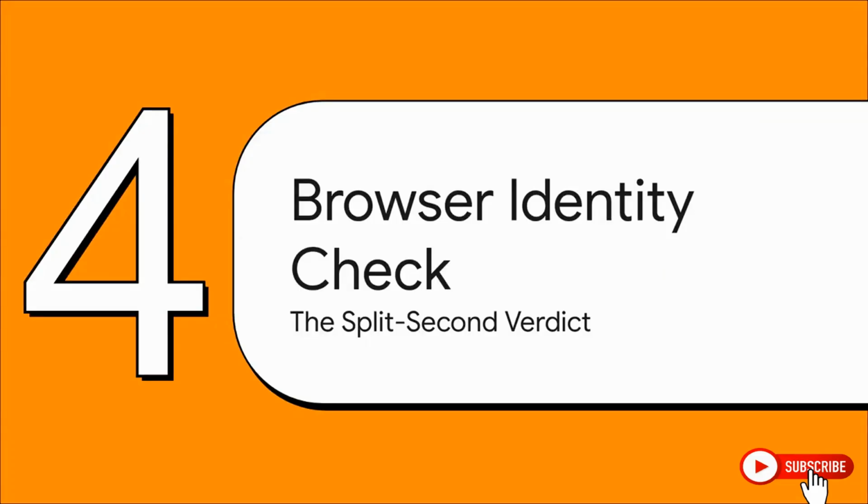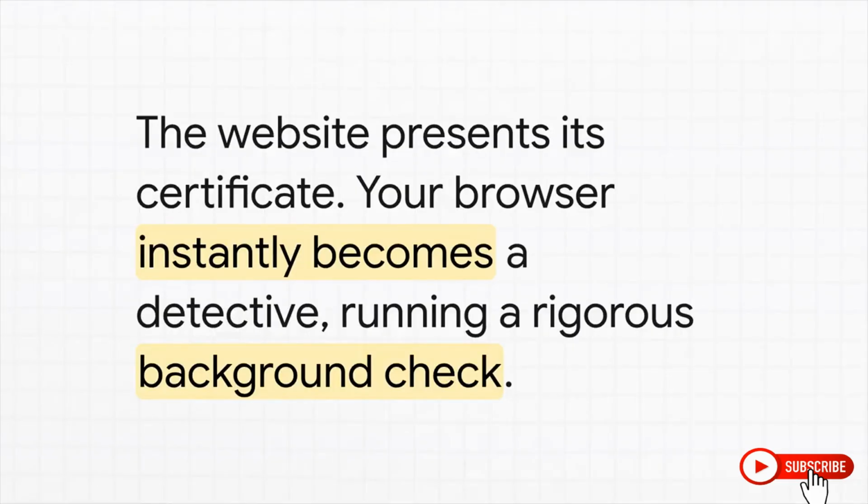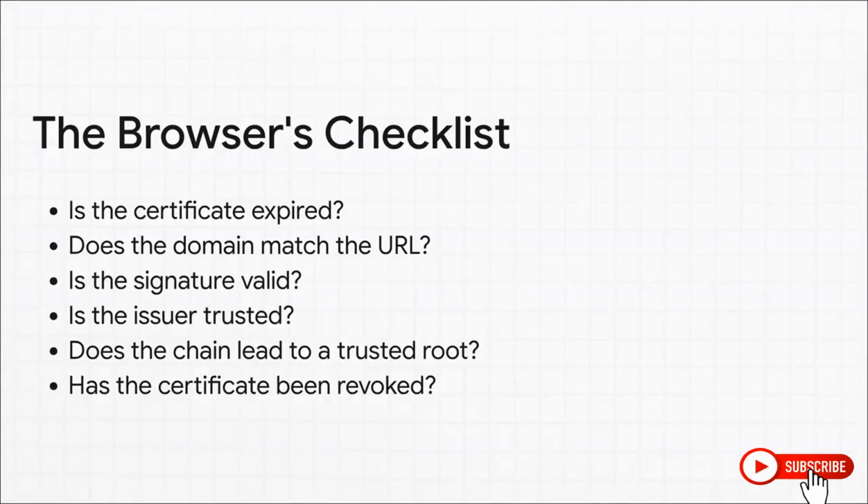Okay, so we've got all the pieces on the board. The certificate, the CAs, the chain of trust. Now let's put it all together and look at what your browser does in that split second right after you type in a web address and hit enter. The moment you try to connect, the website hands over its passport, its digital certificate. But your browser, it doesn't just take its word for it. It instantly becomes a detective and starts running a full background check before it allows anything to happen. And man, it is a serious checklist.